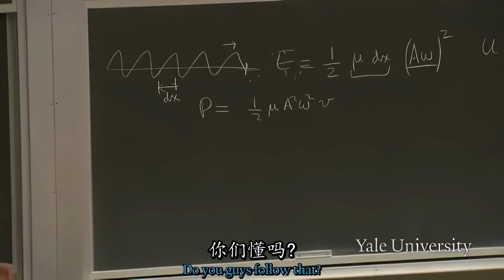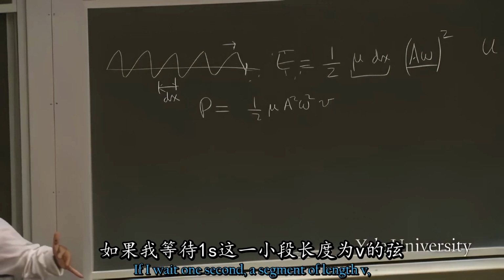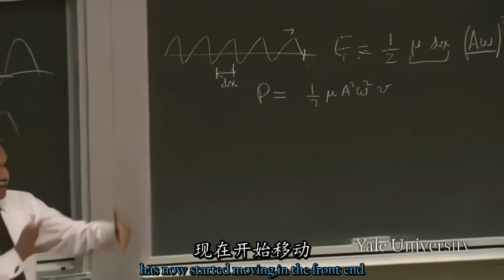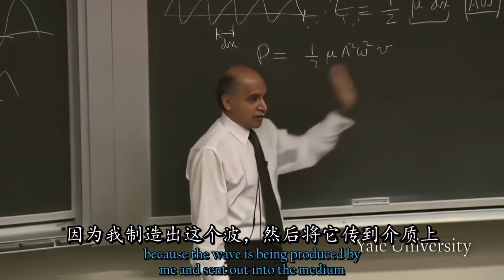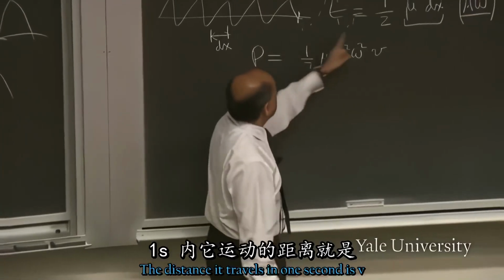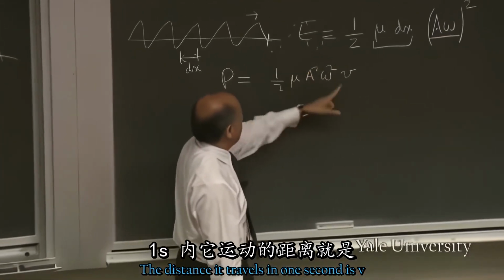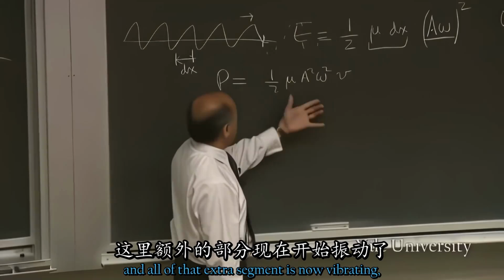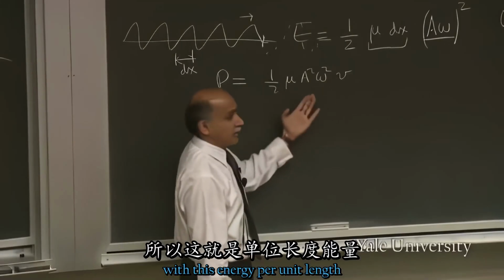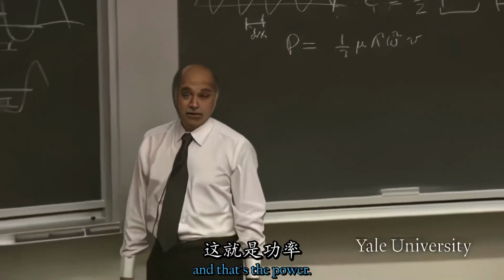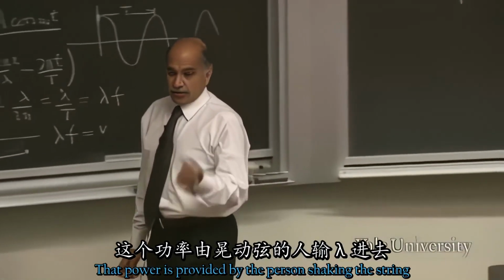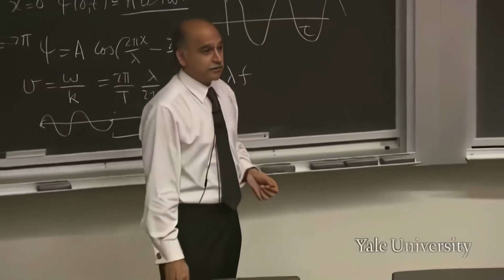Do you guys follow that? If I wait 1 second, a segment of length v has now started moving in the front end, because the wave is being produced by me and sent out into the medium. The distance it travels in 1 second is v. And all of that extra segment is now vibrating with this energy per unit length. So this is the extra energy per second I have to give, and that's the power. That power is provided by the person shaking the string.